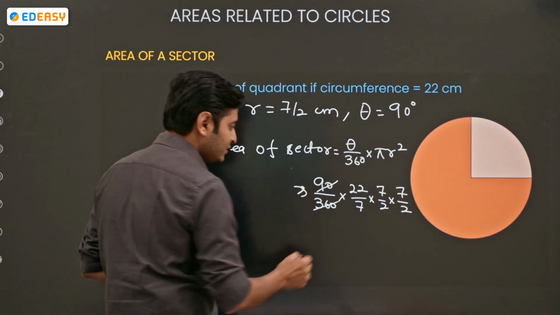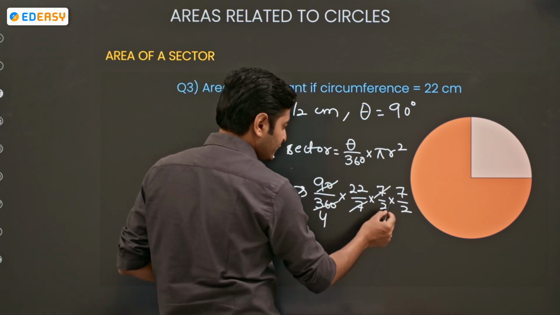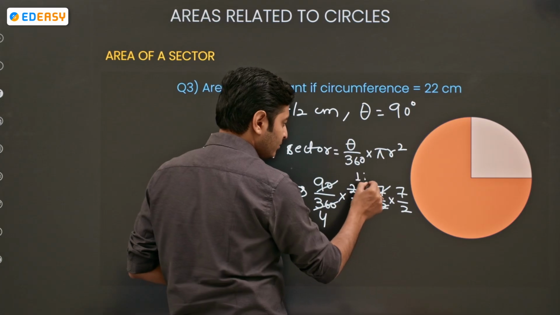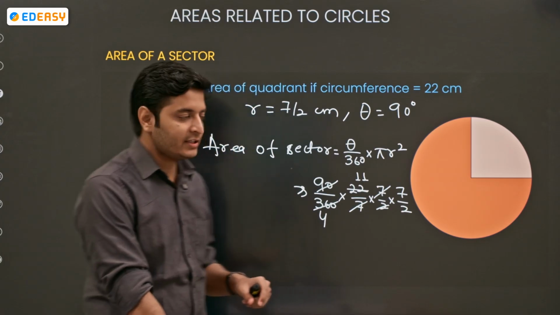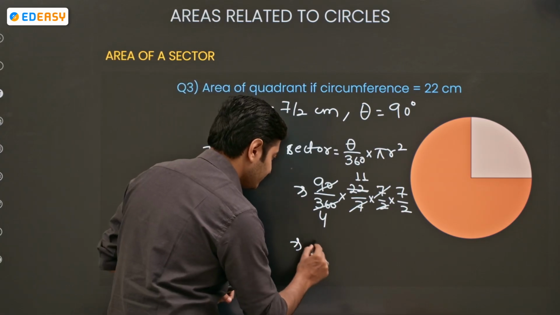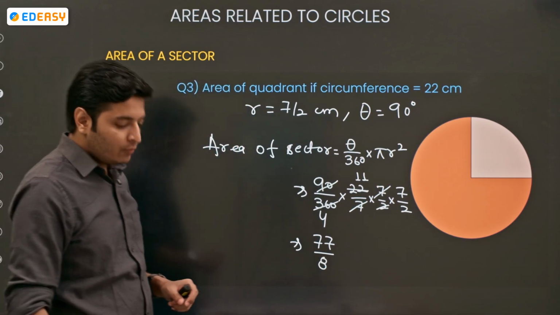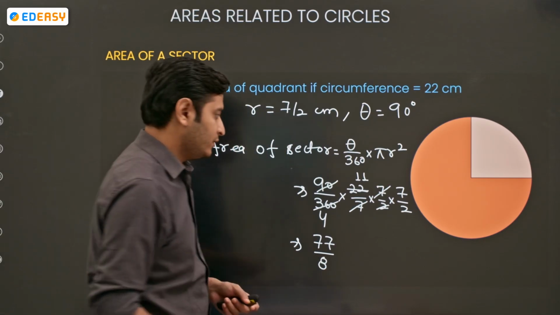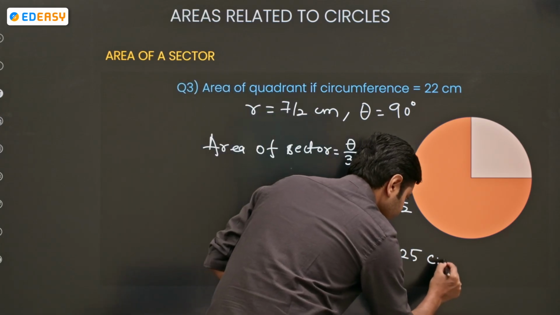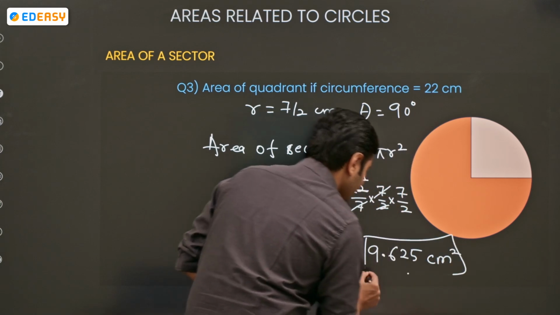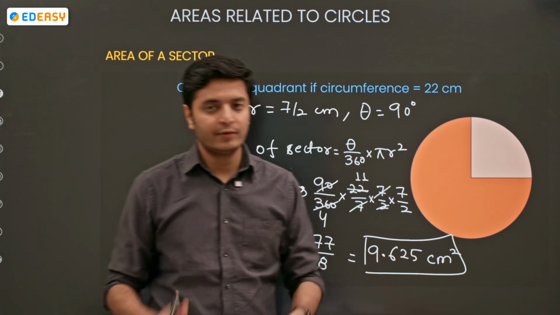Now, 90 and 360 are divisible by 4. 7 and 7 can cancel each other. This 2 can cancel this 22 by 11. Now, what are we having now? 11 into 7, 77 and divided by 8. 77 divided by 8 would be 9.625 centimeter square. Again, please don't forget to write the correct unit. Area will always be squared unit.